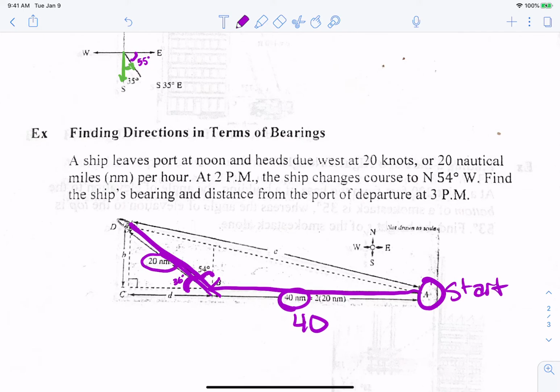20 nautical miles per hour is like the speed that you're going the entire time. You're going to lose just a little bit of distance by speeding up, slowing down, right? Because you're going to speed up, slow down as you're turning. Does that make sense? And another thing, you're not going to go straight and then turn right away. You're going to do a rounded turn, okay?